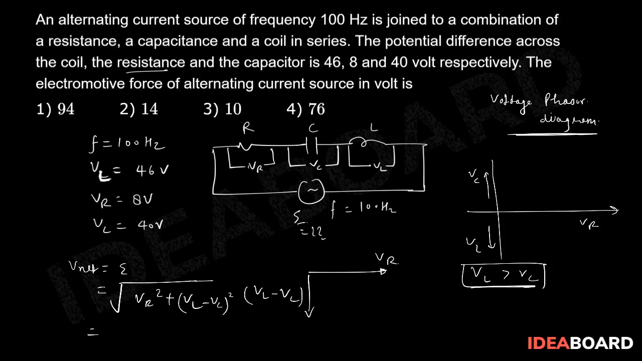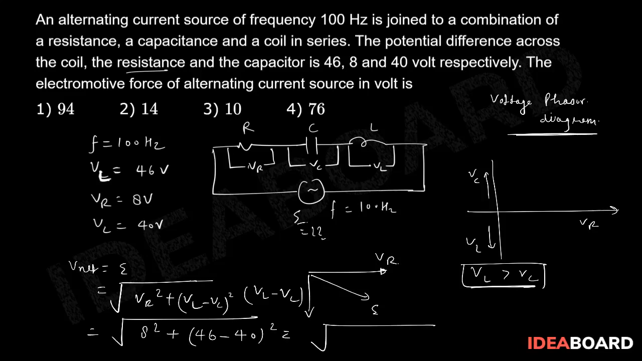And now we have the values, so let's put the values. VR is 8, so 8 square plus VL is 46 minus VC is 40, the square of that. Then the square root of this will be 8 square plus 6 square, and we know that this is going to give us 64 plus 36, which will be 100 volts. So finally E is equal to 10 volts.